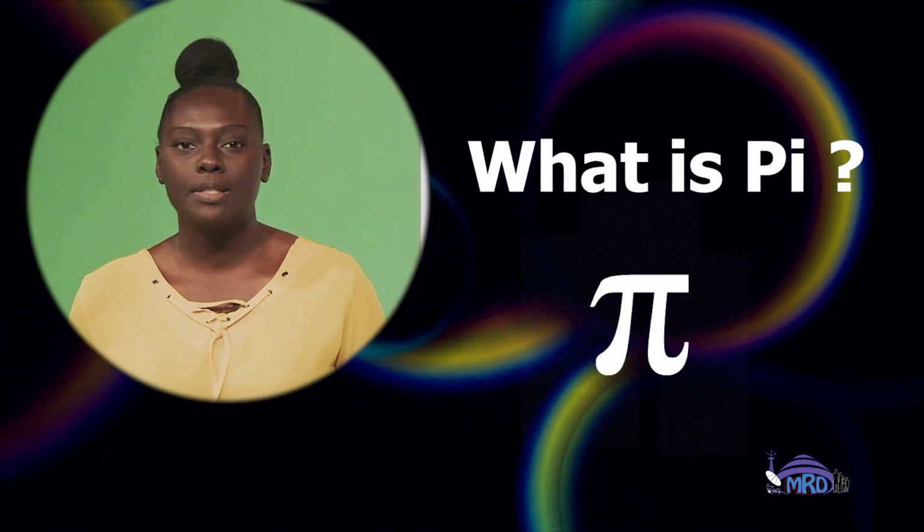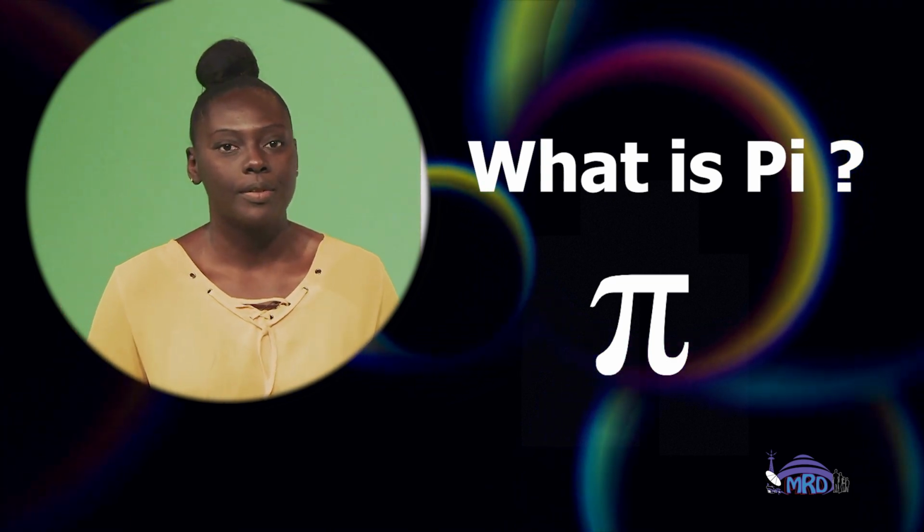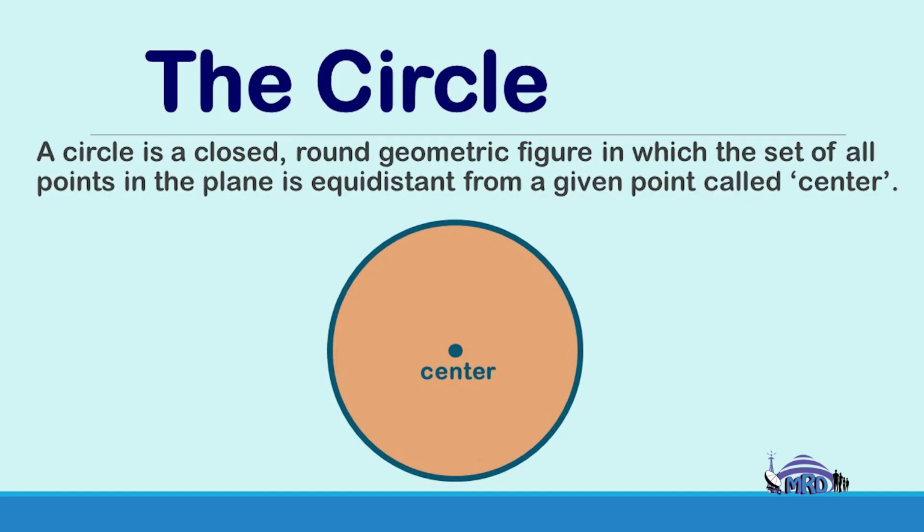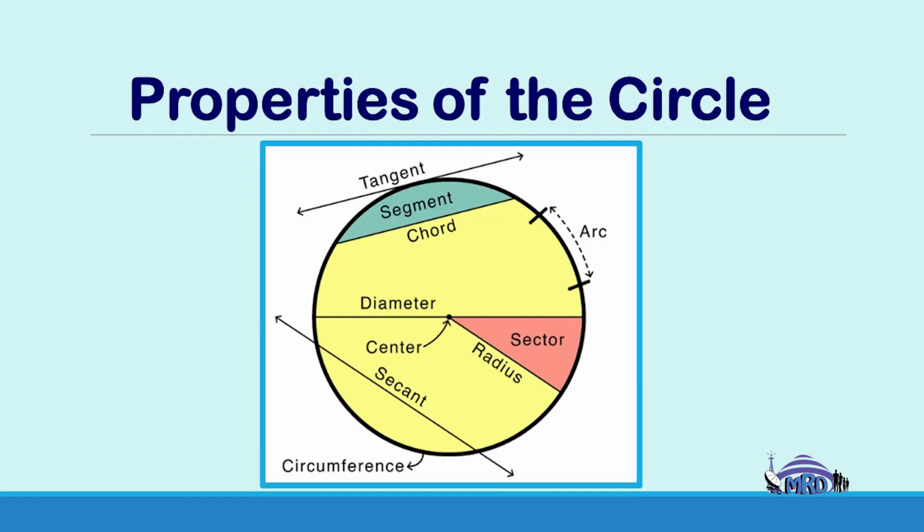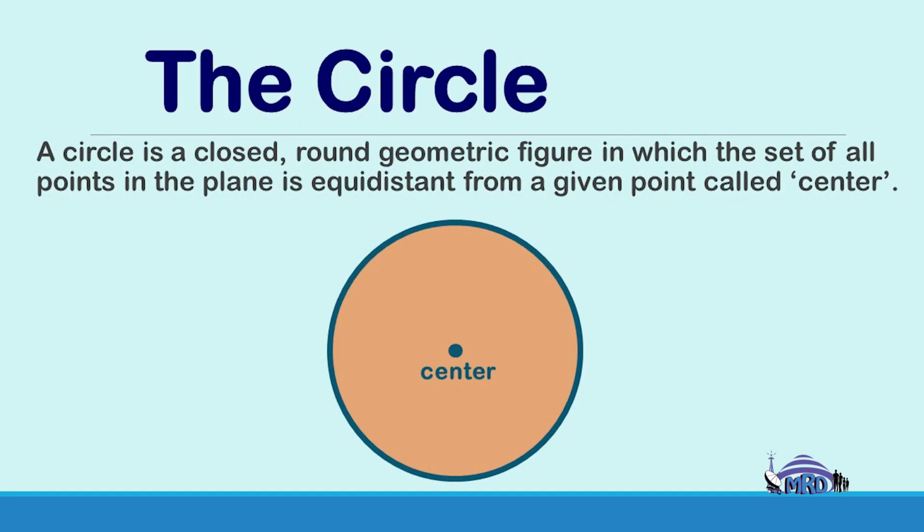Let's first examine the circle. What is a circle? At the most basic level, a circle can be defined as a closed two-dimensional curved geometric shape. Let's take a closer look at a circle and its properties. Our focus will be on the circumference, diameter, and radius. Expanding on the original definition, a circle can be defined as a closed two-dimensional curved geometric shape in which the set of all points on the circumference are equidistant from a given point called the center.